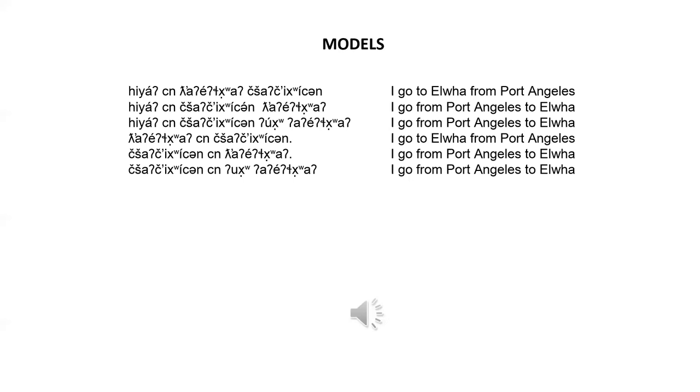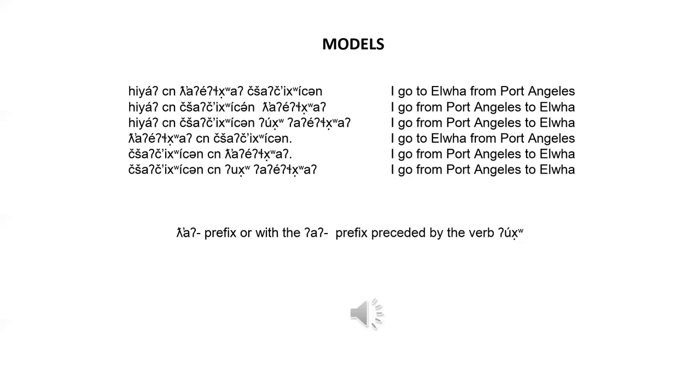Each of these models indicate the source and destination without indicating the way. Note that in Klallam, as in English, either the source or the destination may come first. There are two ways of indicating the destination, with the a prefix or with the a prefix preceded by the verb oh. In the first three model sentences, the verb hiya is the main verb, but it isn't required.